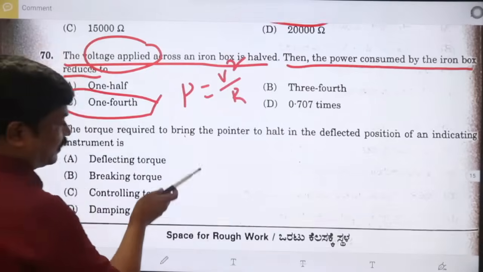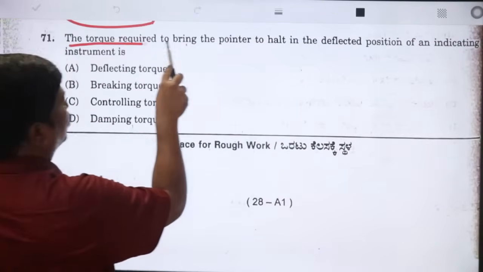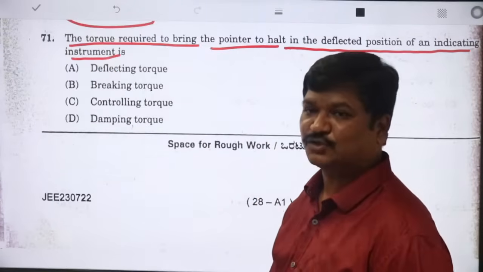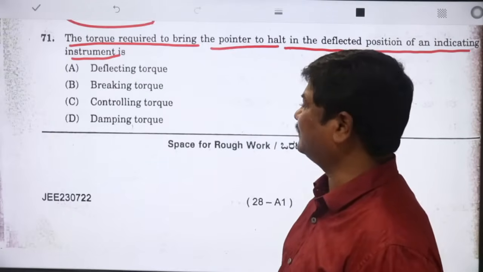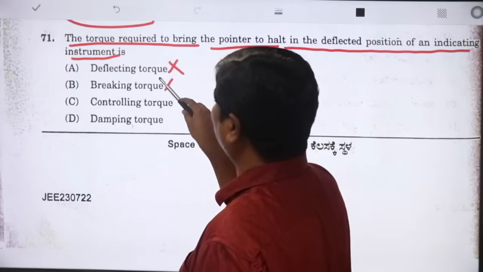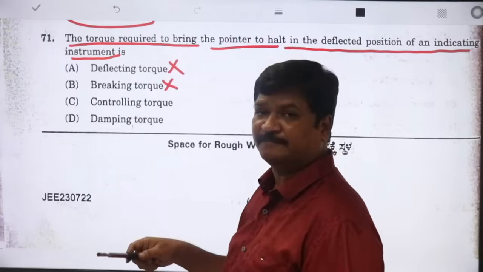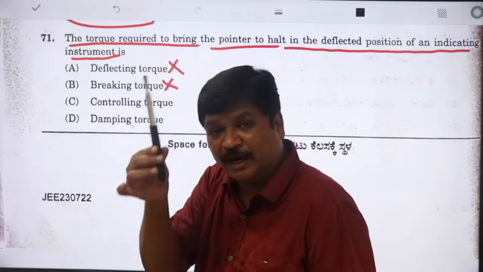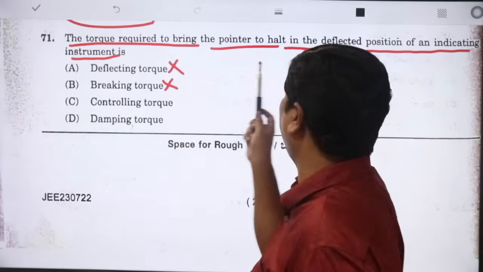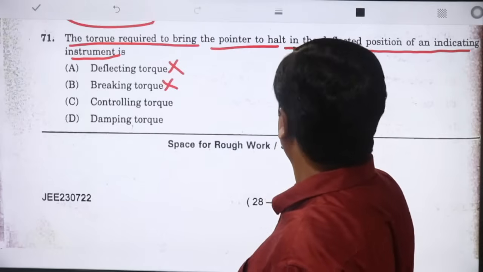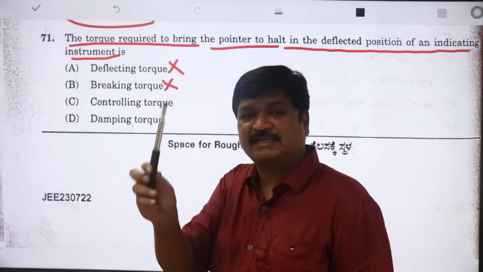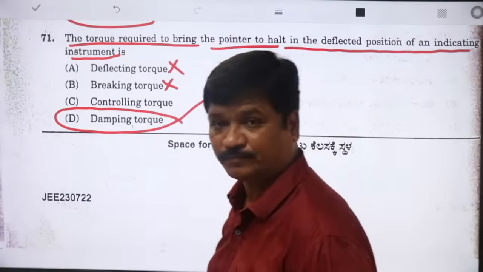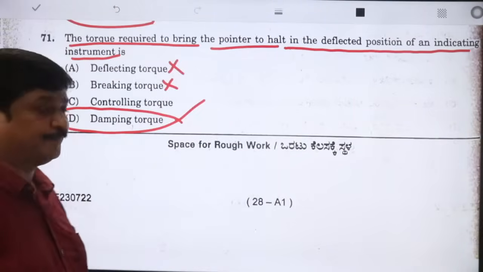Coming to the torque required to bring the pointer to halt in the deflected position of an indicating instrument. Usually there is little confusion with this one. Deflecting torque is moving the pointer, and controlling torque is opposing. When deflecting torque equals controlling torque, the pointer becomes stationary. But damping torque is also there to avoid the oscillations and bring the pointer to rest. The other two may be possible, but I will give damping torque as the answer. Damping torque is the answer. Are you okay?